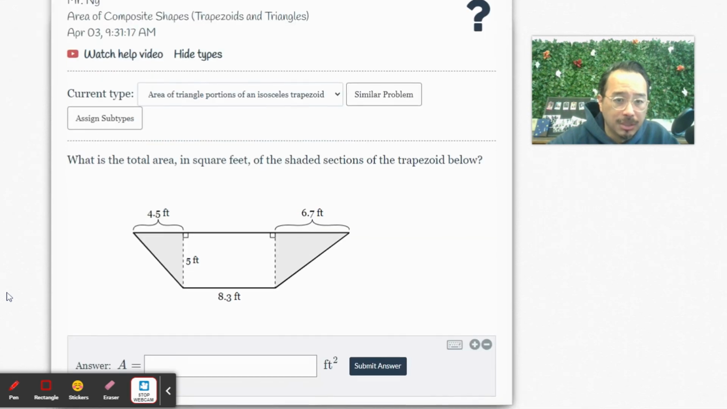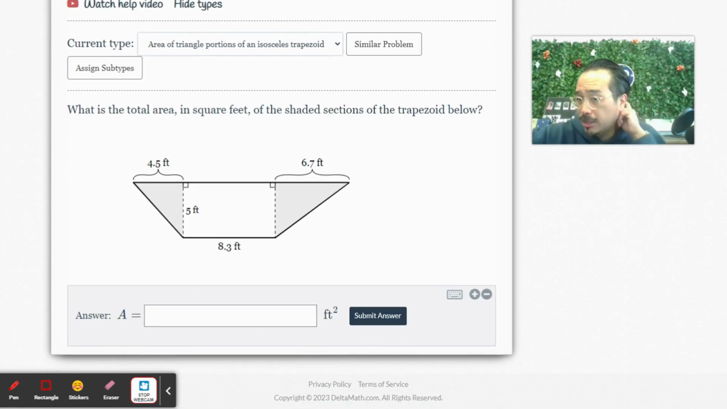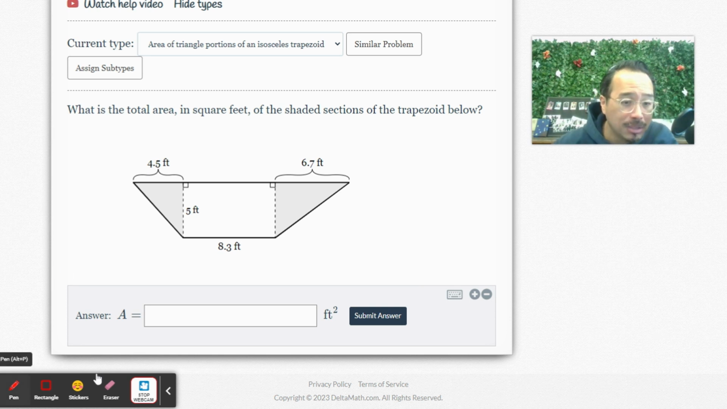Now, this is not easy, but not hard either. I think it's doable. Here you've got a trapezoid that's kind of thrown upside down, so we need to find the shaded area.